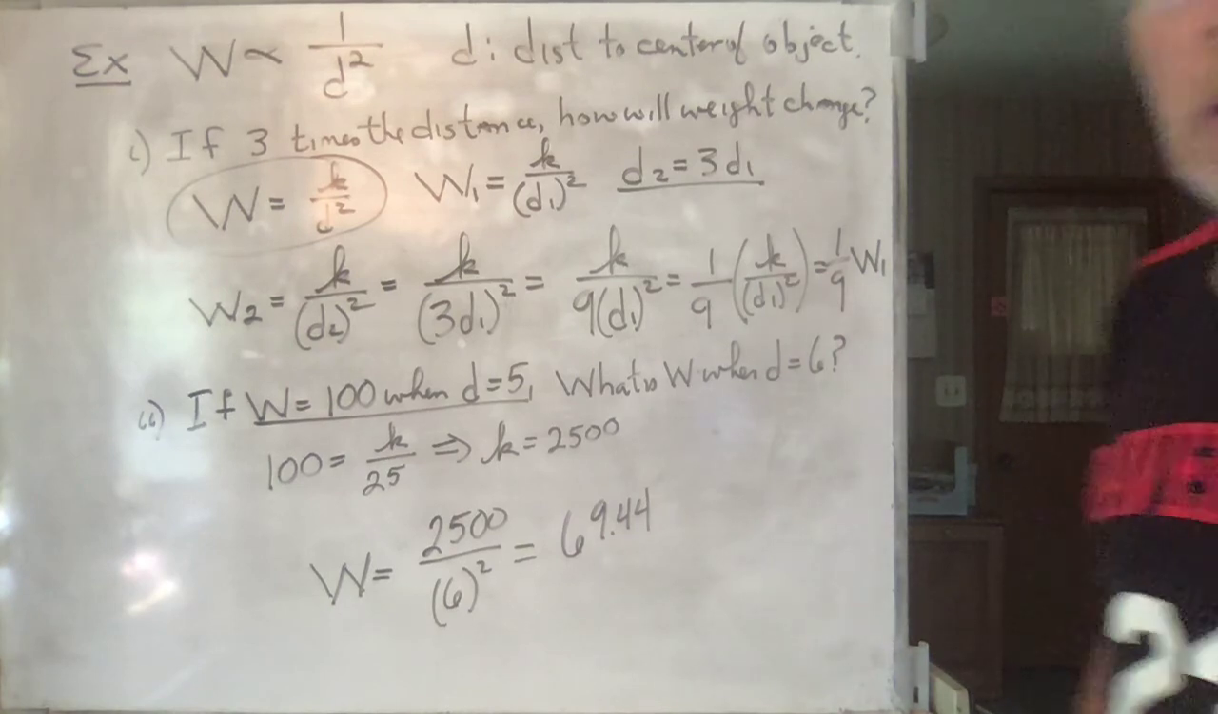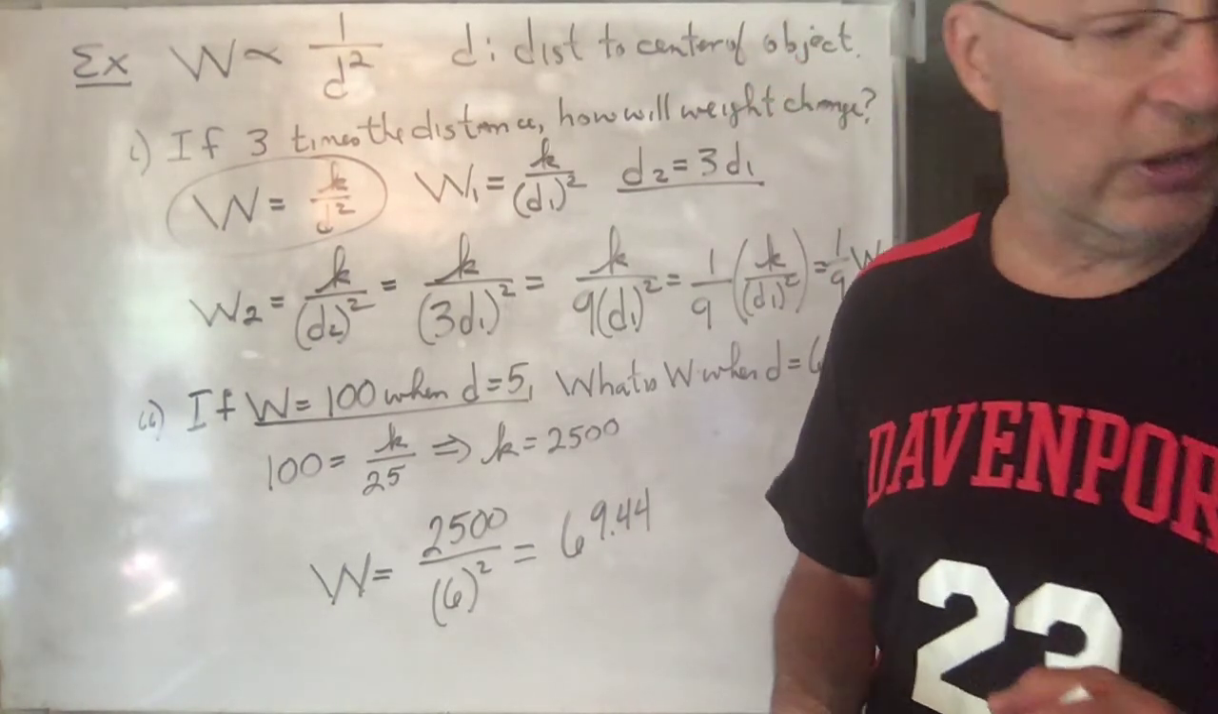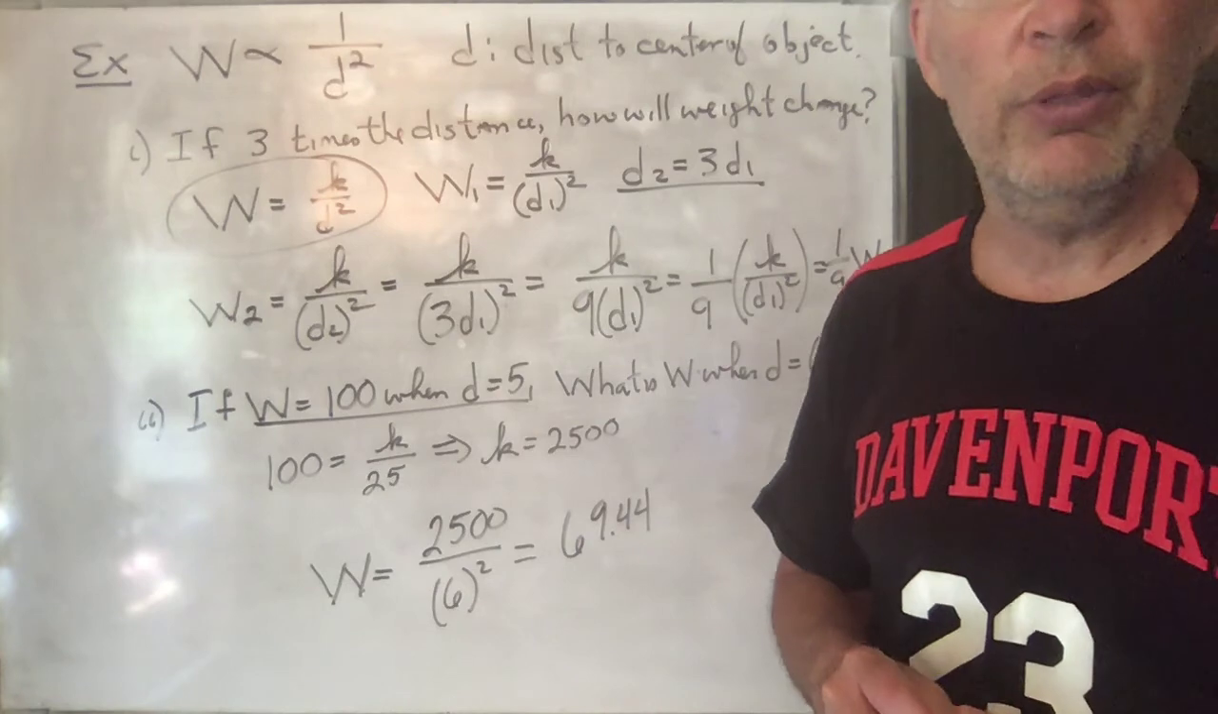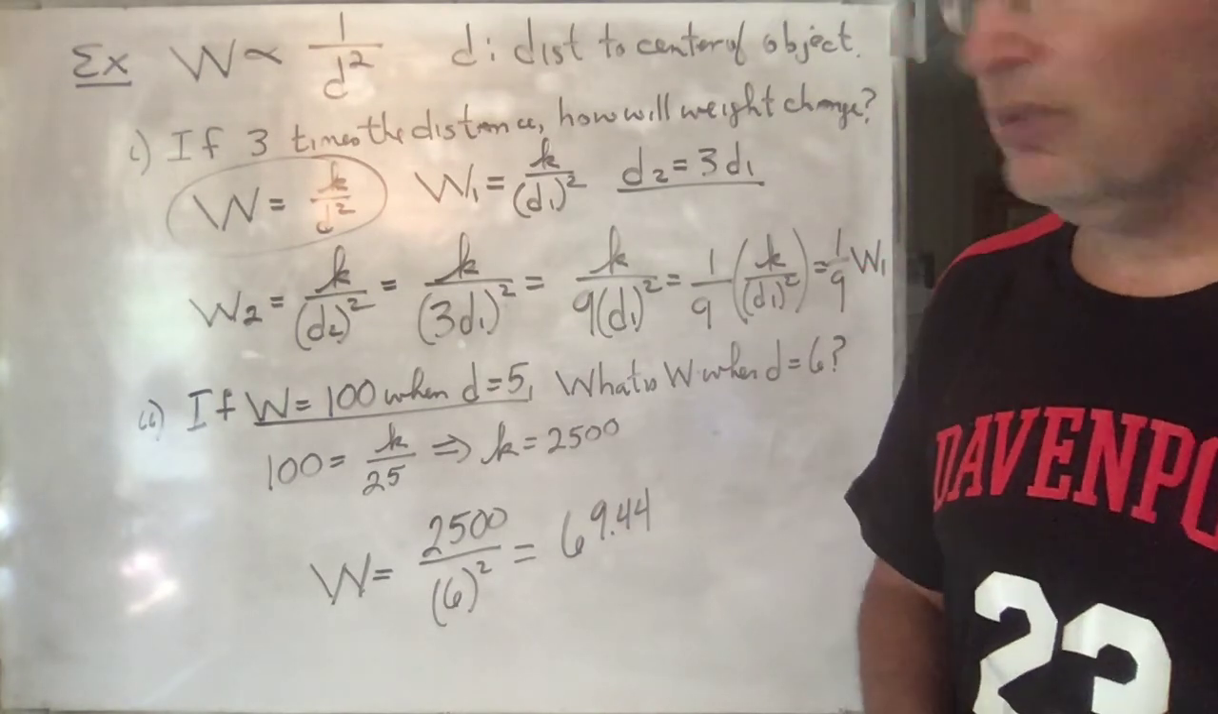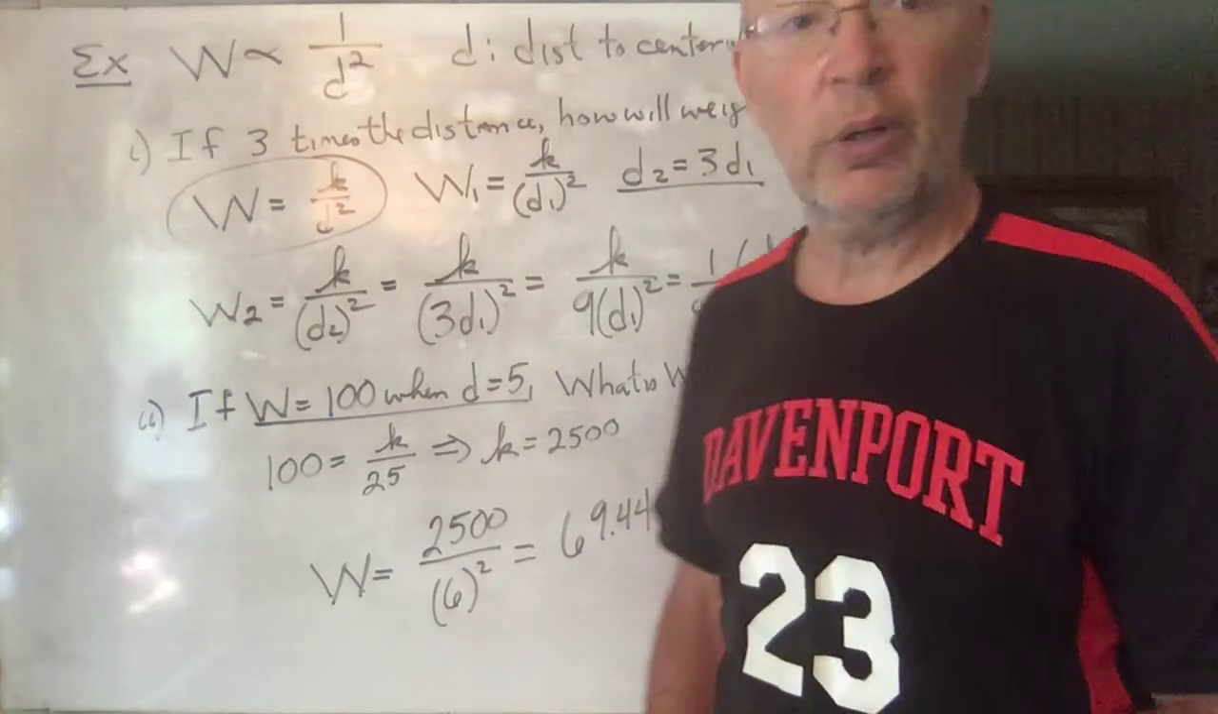So very good. So that's variation, and that is section 7.3. And as I say, you've got some nice, interesting CEPs to work with in this section.